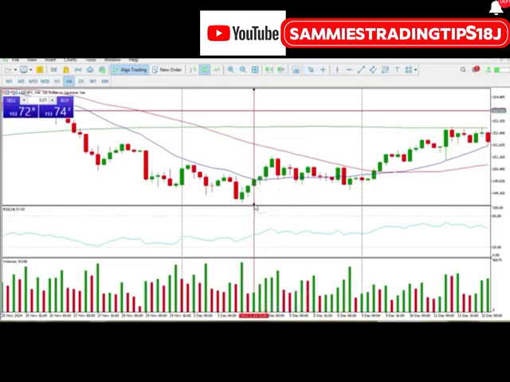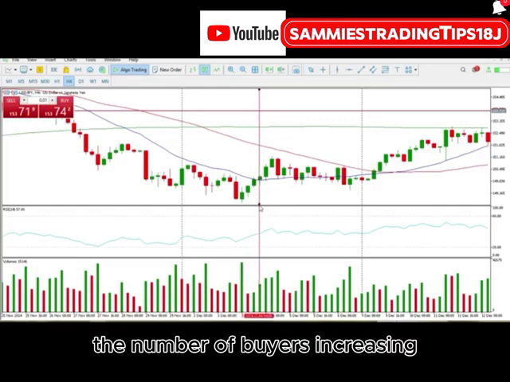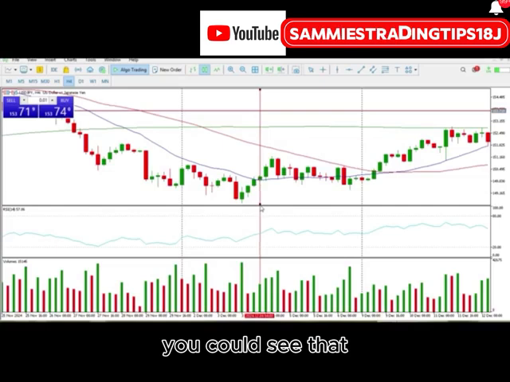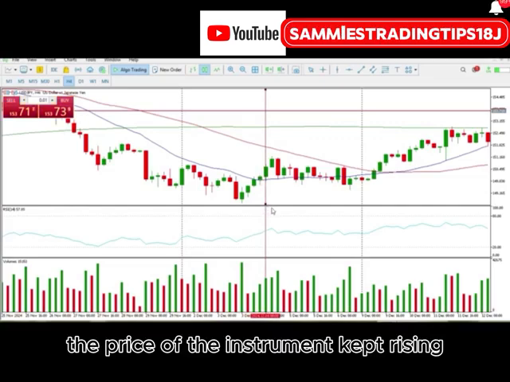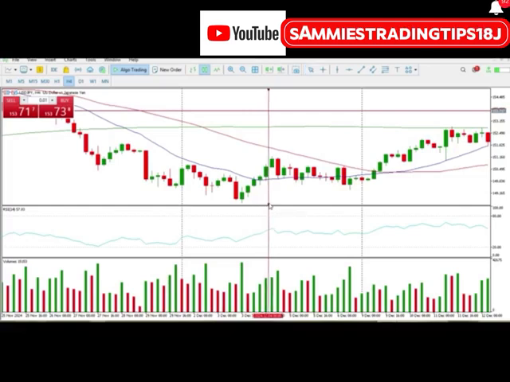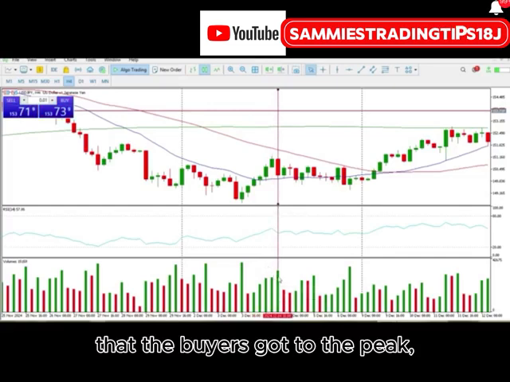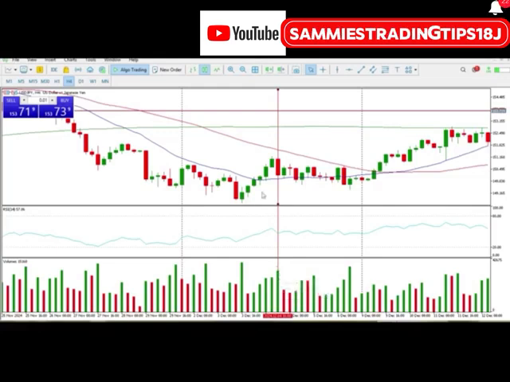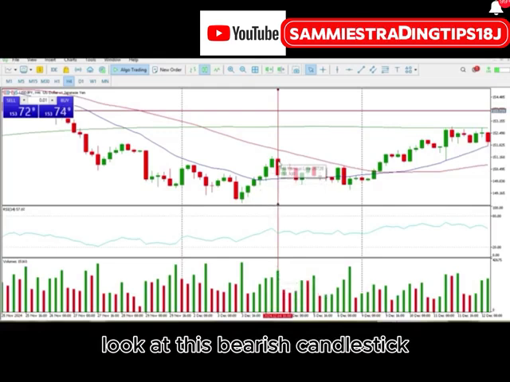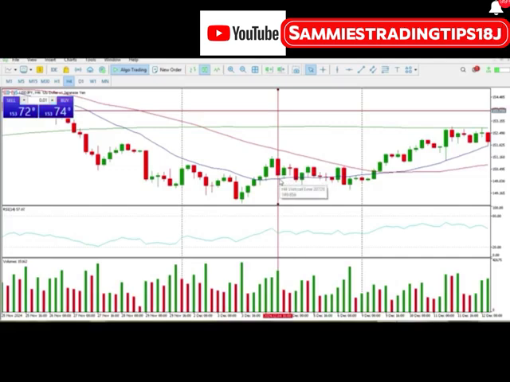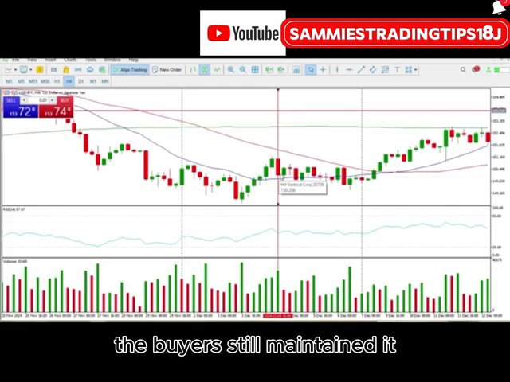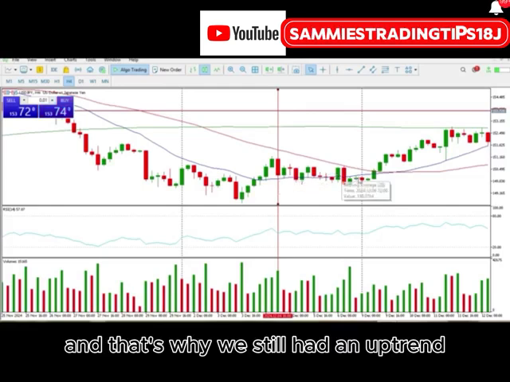Looking at it, with the increase in the volume, the number of buyers increasing, you could see that the price of this instrument kept rising. And this is what is actually happening here. Even when we got here, when the buyers got to the peak, the sellers came and tried to push it. Look at this bearish candlestick. The sellers tried to push this candlestick down, but it wasn't massive enough. The buyers still maintained it, and that's why we had an uptrend.